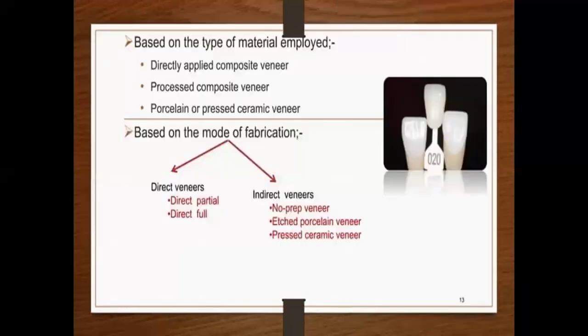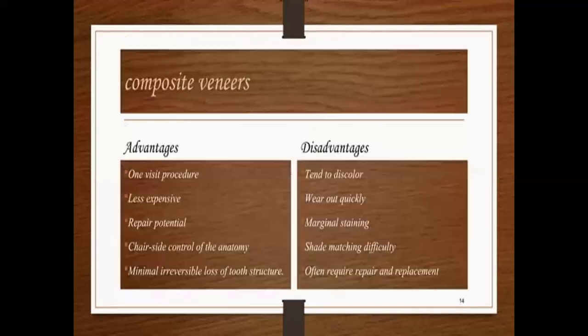When we come to the different types of material employed in this type of veneers, direct applied composite veneers are used, processed composite veneer is used, and porcelain or pressed ceramic veneer is used as a veneering material. Based on the mode of fabrication, direct partial and direct full veneers are used. For indirect veneers, there are no-prep veneers where less or no preparation is required for the teeth, such as etched porcelain veneer and pressed ceramic veneer.